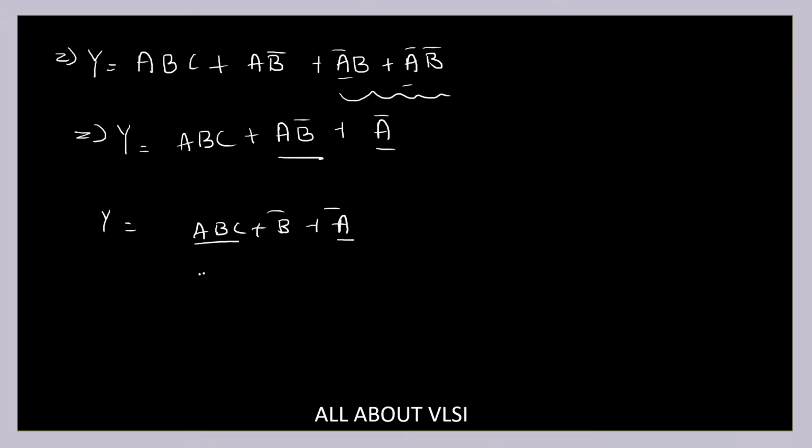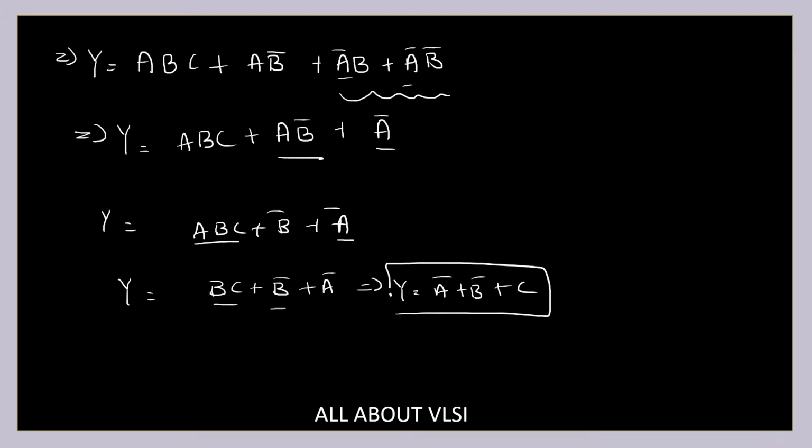I can add these two terms so that A will be eliminated. I will be left with BC plus B complement plus A complement. And if I add these two terms, I will be left with B complement plus C. So Y will be equal to A complement plus B complement plus C. This is my final answer.